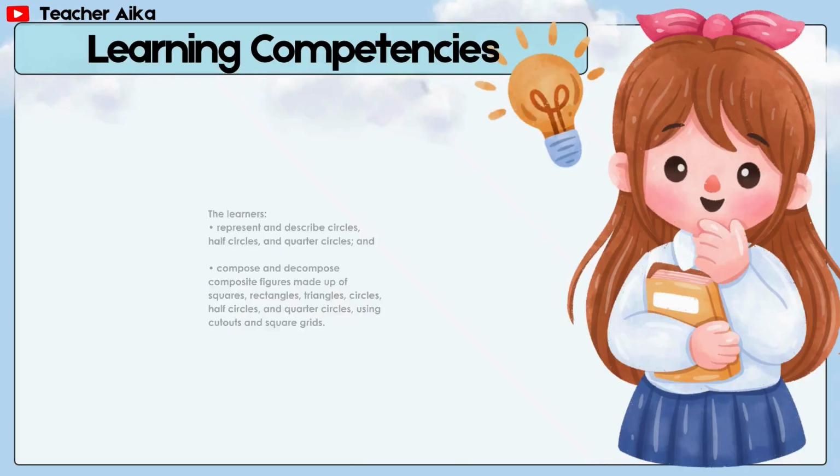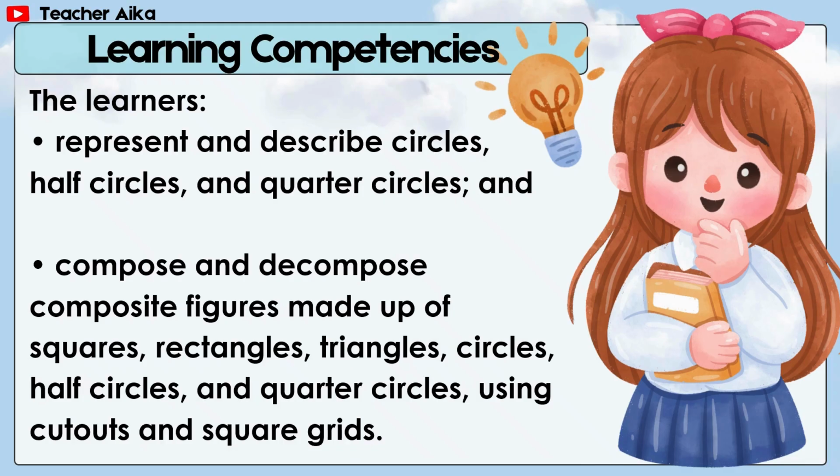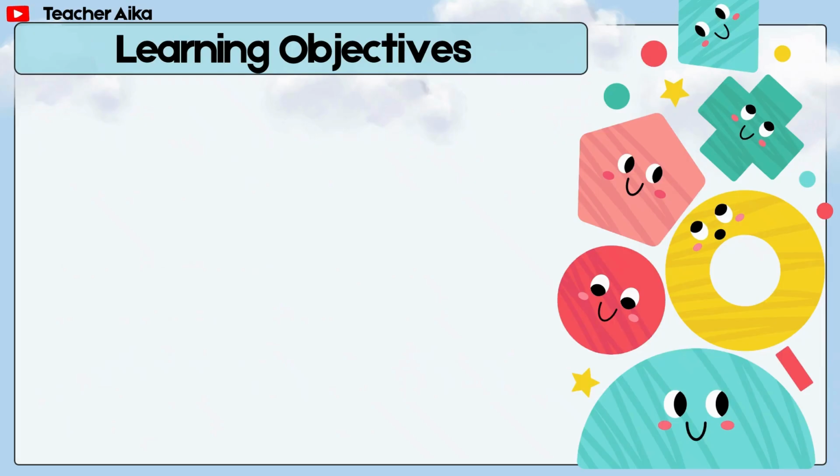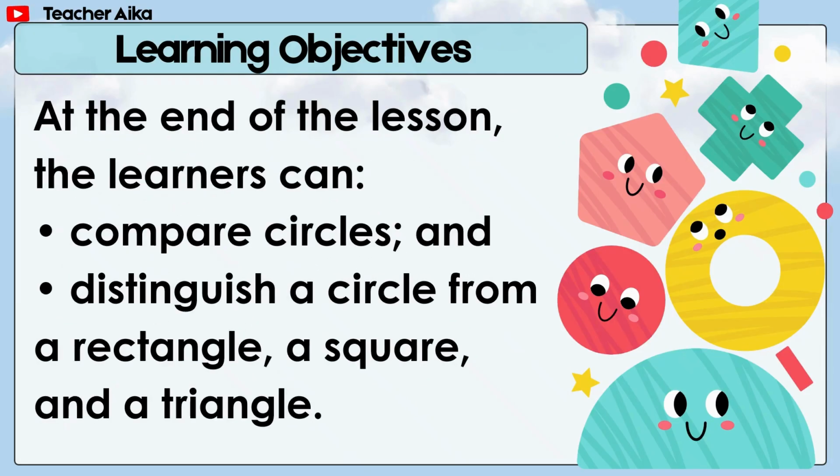Learning competencies. The learners represent and describe circles, half circles and quarter circles, and compose and decompose composite figures made up of squares, rectangles, triangles, circles, half circles, and quarter circles, using cutouts and squared grids. Learning objectives. At the end of the lesson, the learners can first, compare circles and distinguish a circle from a rectangle, a square, and a triangle.